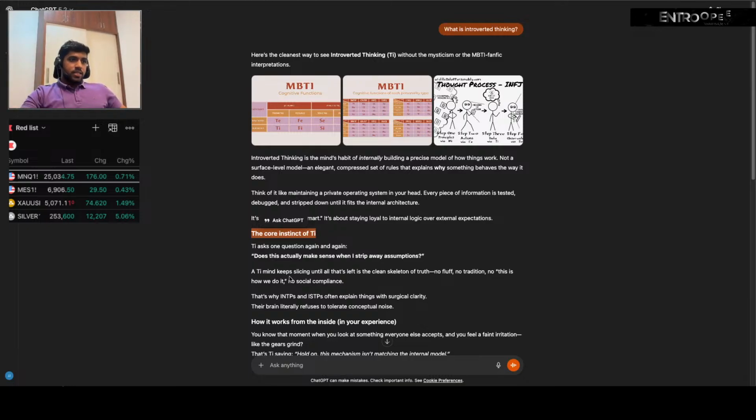A TI mind keeps slicing until all that's left is the clean skeleton of truth. No fluff, no tradition, no "this is how we do it," no social compliance. That is why INTPs and ISTPs, so ISTPs' top function is TI as well. So what is the difference between INTPs and ISTPs? From the second function onwards, it's quite different, but their first function is exactly TI. That's why INTPs and ISTPs often explain things with surgical clarity.